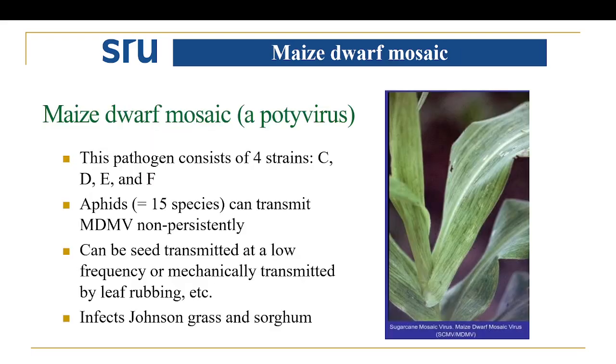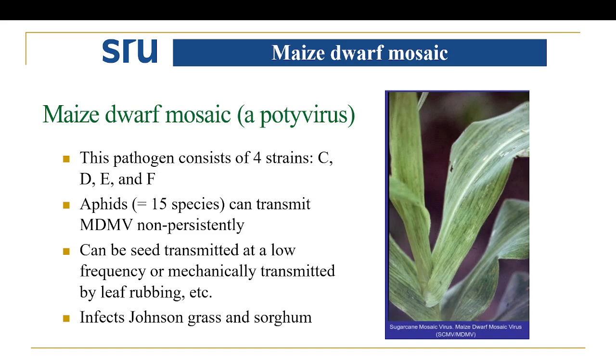Coming to the etiology of maize dwarf mosaic, it is a potyvirus. This pathogen consists of strains A, B, C, D, and F. Majorly, aphids transmit the maize dwarf mosaic virus in a non-persistent manner. It can also be seed transmitted at very low frequency, or mechanically transmitted by leaf rubbing. The virus will majorly infect Johnson grass and also sorghum.